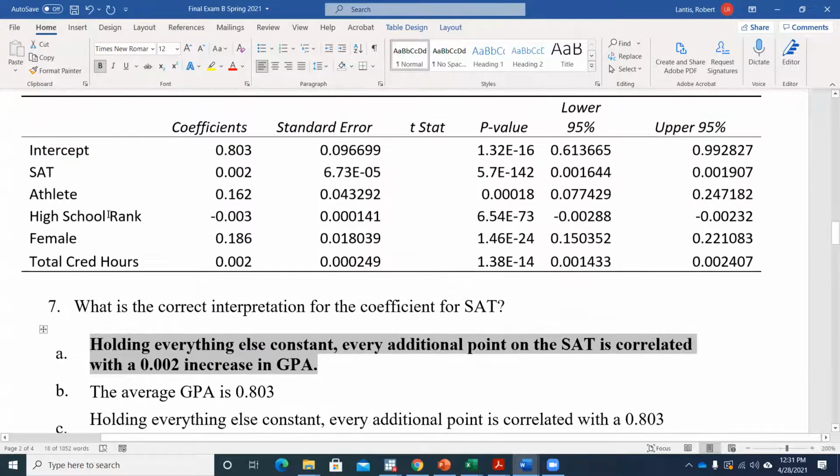And it's kind of powerful. It's like saying that 2 people who are either athletes or not athletes, same high school rank, both female or male, same number of total credit hours, but one of them scores 1 point higher on the SAT, their predicted GPA would go up by 0.002. Okay? Any questions on that interpretation?